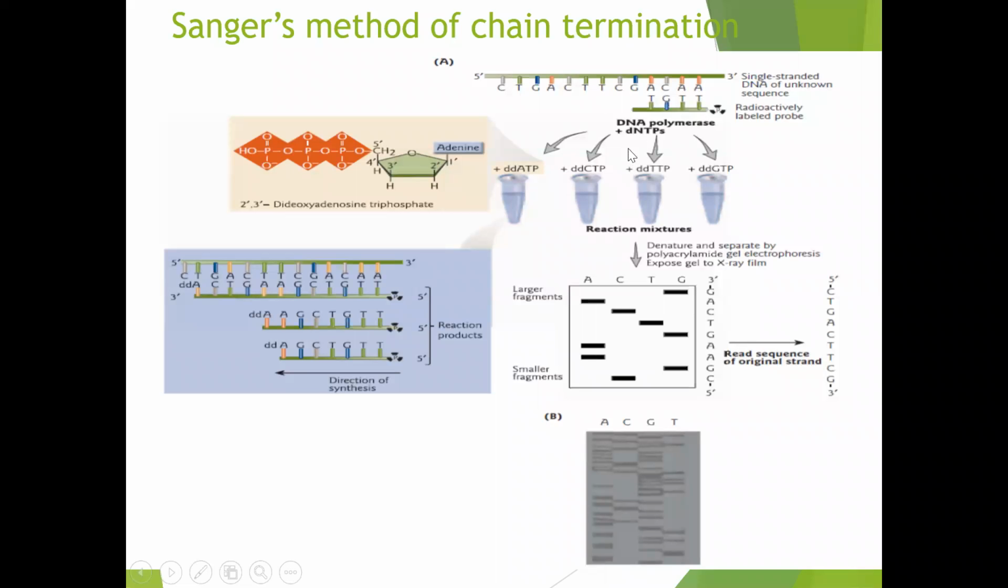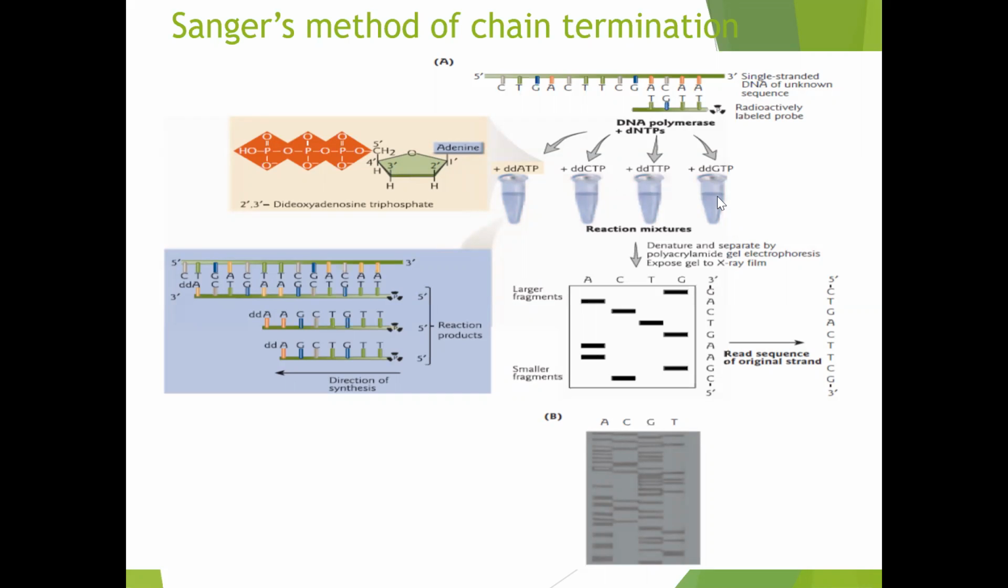All the 4 precursors in the sense, what are they? dATP, dGTP, dCTP, and dTTP. After all the 4 precursors are added, you divide that reaction into 4 different parts, and each reaction will have one of the chain terminators. So this reaction ddATP, this reaction ddCTP, this will have ddTTP, and this will have ddGTP, right? So these are the 4 parallel reactions.